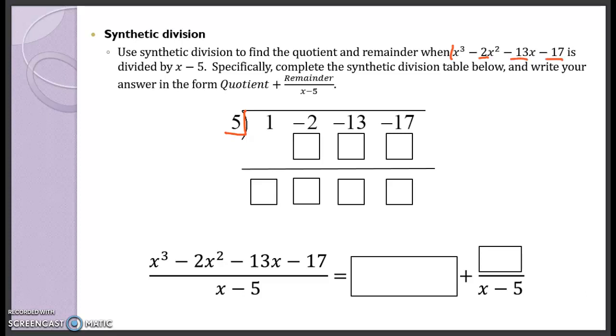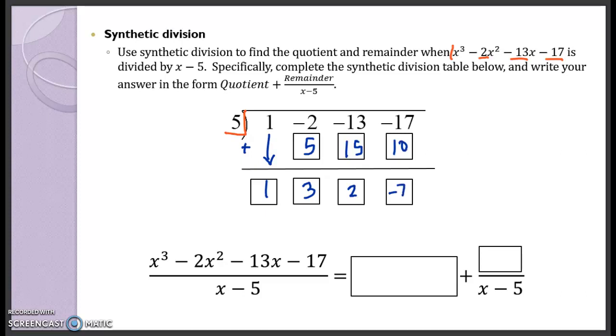And then we're going to do this. We're going to take this 1 and bring it down. Then we do 1 times 5, just like we would if we were doing long division. 1 times 5 is 5. And instead of subtracting, we're going to add. Negative 2 plus 5 is 3. 3 times 5 is 15. Negative 13 plus 15 is positive 2. 2 times 5 is 10. Negative 7 plus 10 is 3.